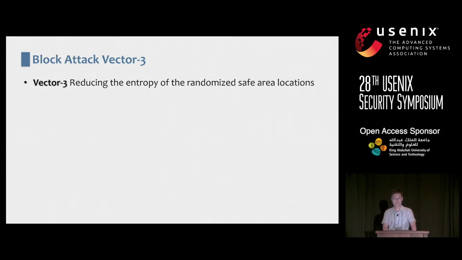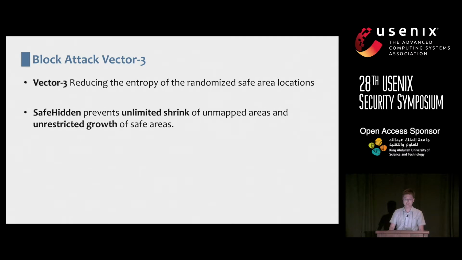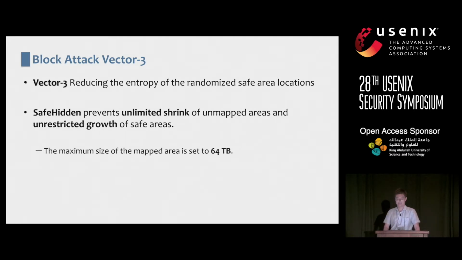The third is reducing the entropy of the randomized safe area locations. SafeHidden prevents unlimited shrinking of unmapped areas and unrestricted growth of safe areas. The maximum size of the mapped area is set to 64 TB, which is half of the user memory space.